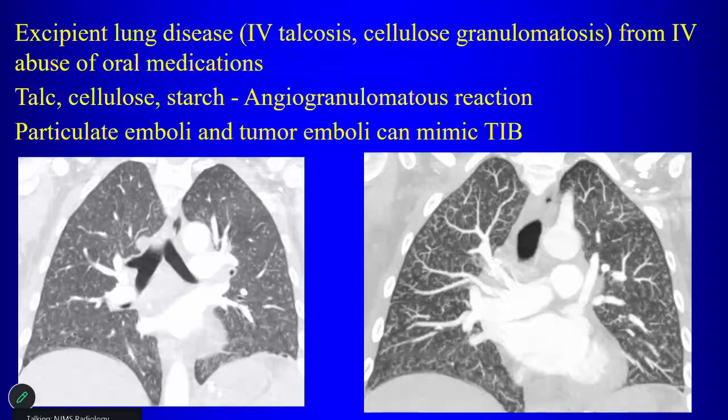So a rare cause then, vascular disease, microemboli is a rare cause of a tree and bud pattern. And if it's diffuse all over the lung, you think of injection, excipient lung disease. If it's very localized, then you think of tumor microemboli. But again, with the tumor microemboli, it's not a mystery. It's usually known that the patient has an underlying tumor.